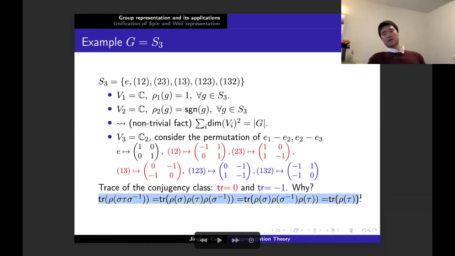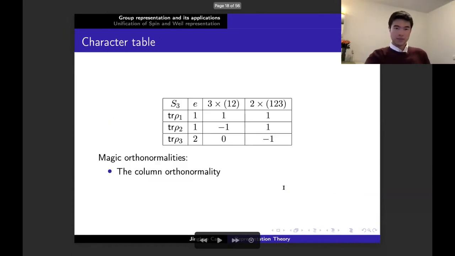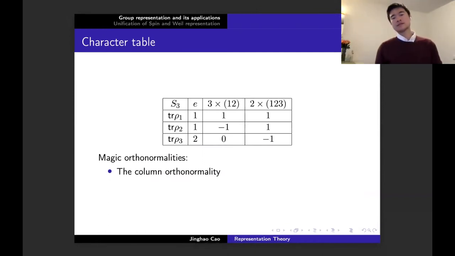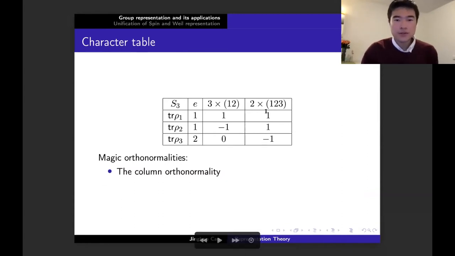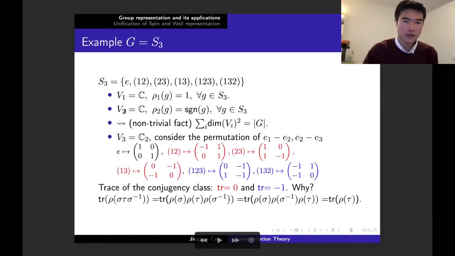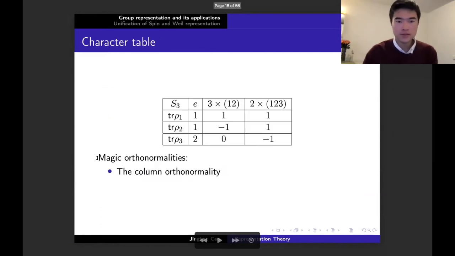And this amazing fact about trace actually motivates our next example about character table. This is a very important tool we can use in representation theory. What we do in this character table is we label all the conjugacy classes. So the identity element is always going to be in its own conjugacy class. The size of the conjugacy class of (1 2) is 3, and the other one is 2. And we just label all the irreducible representations 1, 2, 3 we find into the table by just registering the trace.